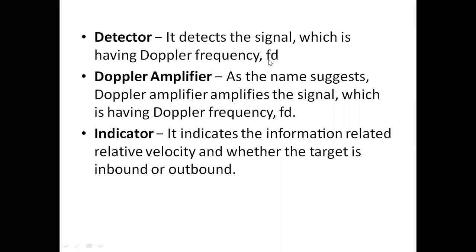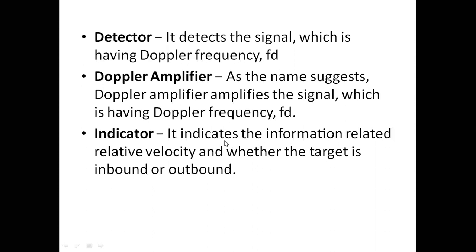And again, that Doppler frequency is amplified by the Doppler amplifier. The Doppler amplifier is used to amplify the Doppler frequency signal. So in order to display it on the device, it should be amplified. So the Doppler amplifier amplifies that signal, and that will be displayed on the indicator. So it indicates the information related to the relative velocity, or it indicates the Doppler frequency.